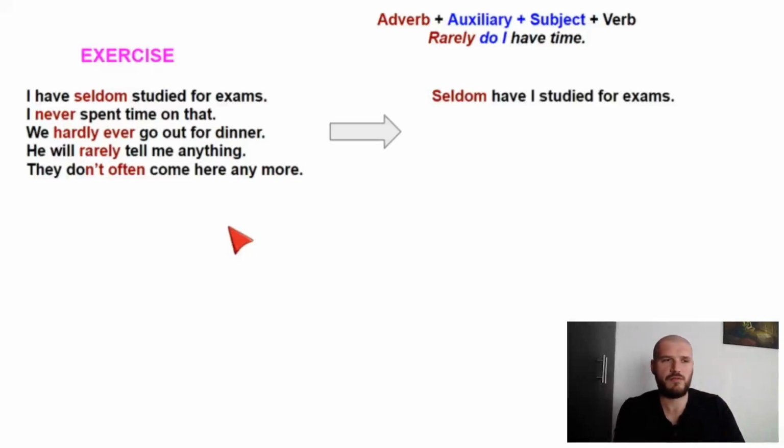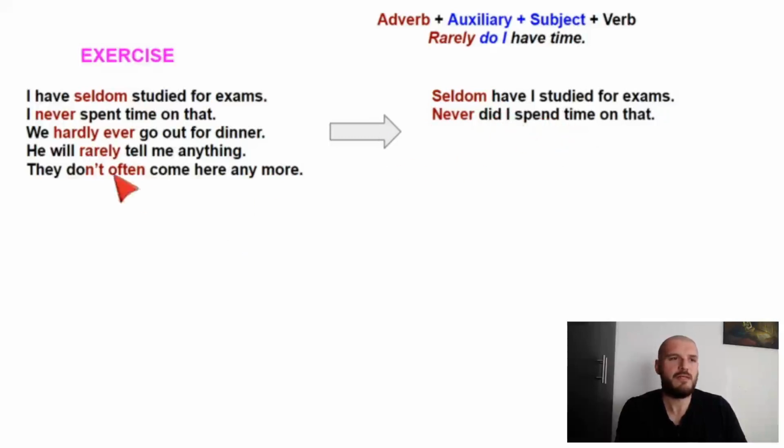Here are the answers. 3, 2, 1. I never spent time on that. That's past tense. So we're going to be using an auxiliary verb. Never did I spend. Never did I spend time on that. Remember, because we're using did as an auxiliary, this becomes present tense, right?